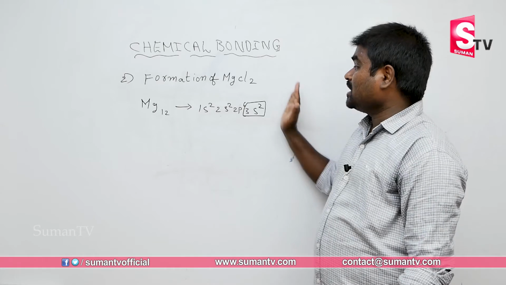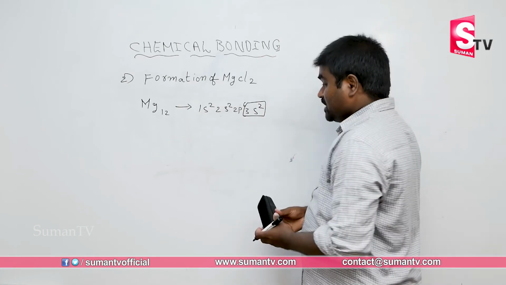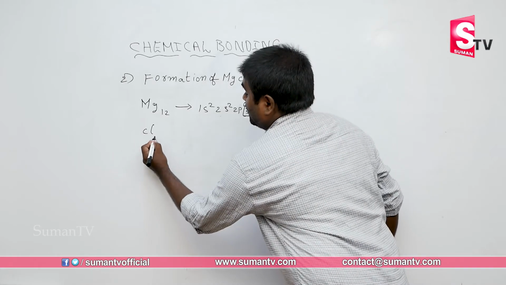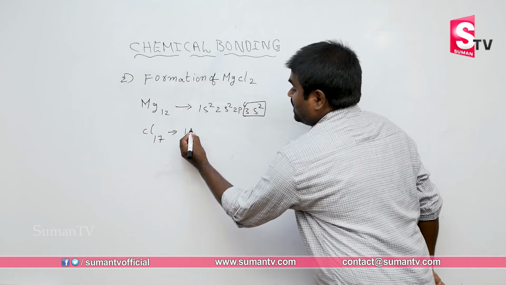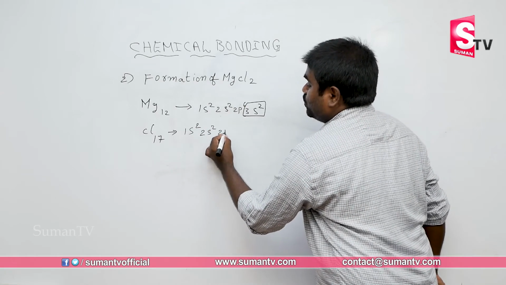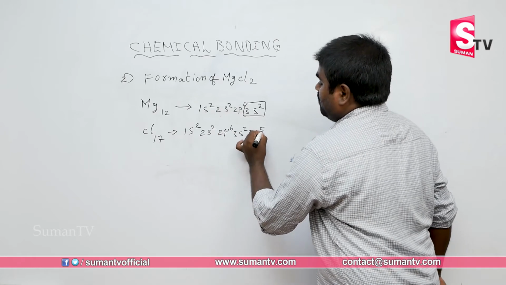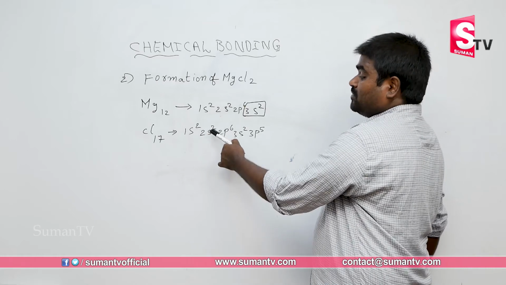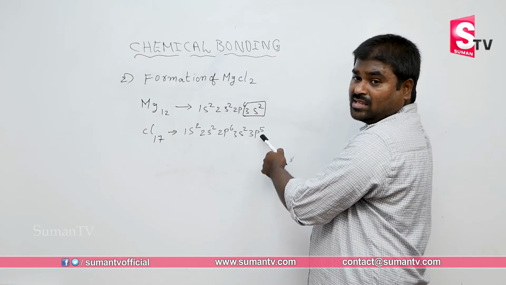Then who will take them, children? Chlorine. 2 chlorines are there. You know well, chlorine's atomic number is 17. So I'm starting to write the electronic configuration again: 1s2, 2s2, 2p6, 3s2 and 3p5. Take the count, children: 2 plus 4, 4 plus 2, 6, 10, 10 plus 2 is 12, 12 plus 5, 17.